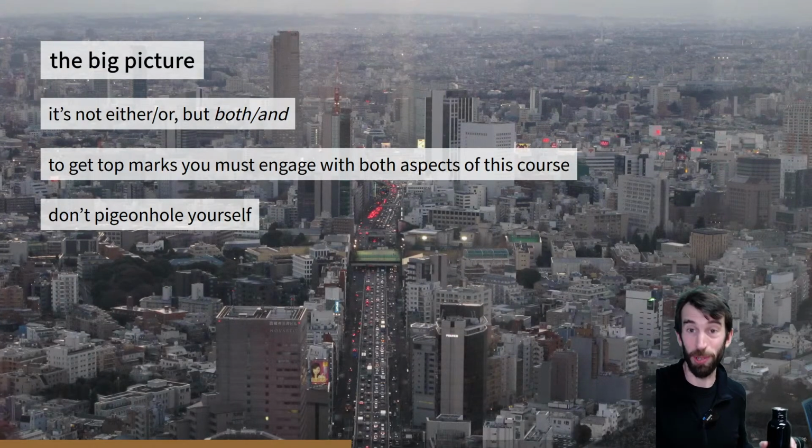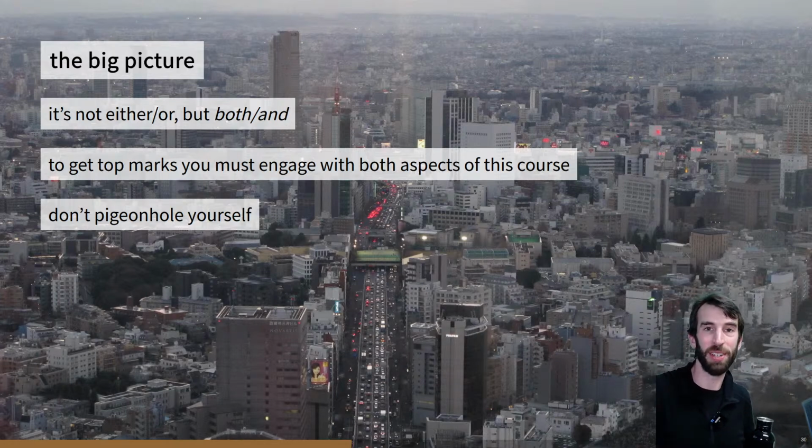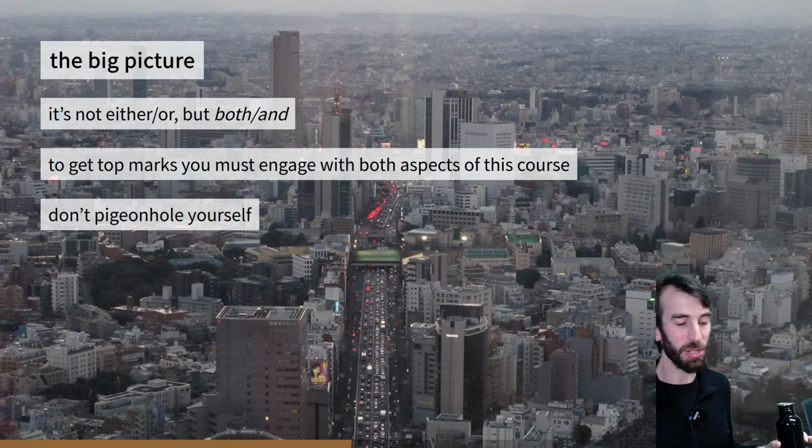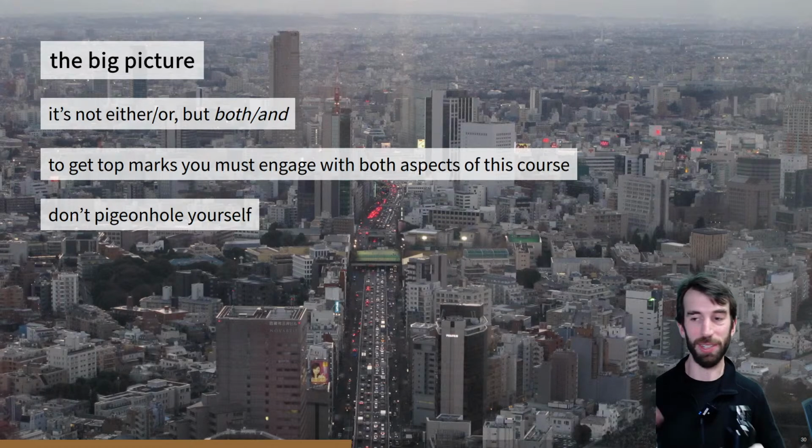The big picture of this course is as follows: it's not either art or technology, but both art and technology. And if you want to do well in Comp 1720, then you have to engage with both aspects of this course. At this first lecture, you shouldn't be thinking, oh, I'm just a tech student, I don't need to worry about the art too much, or I'm just an artist, I don't need to worry about the tech, I'll just learn the bare minimum. You can really explore both sides in this course and extend yourself and perhaps surprise yourself about what you discover.